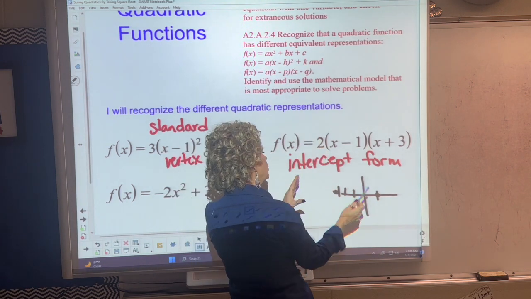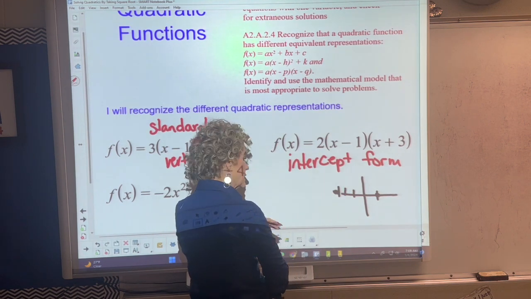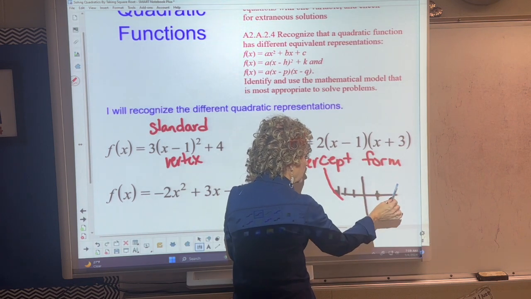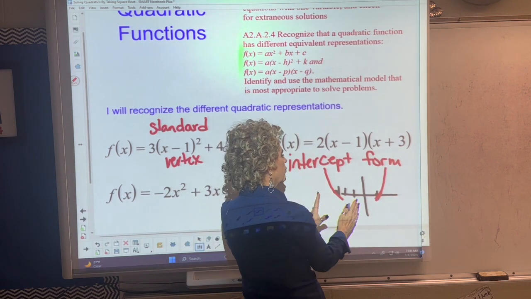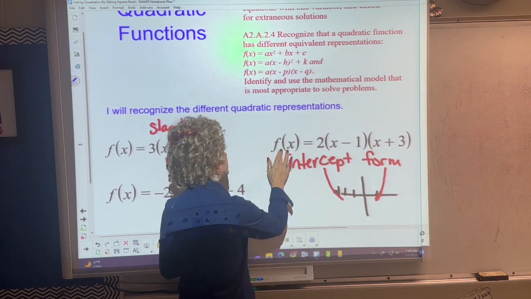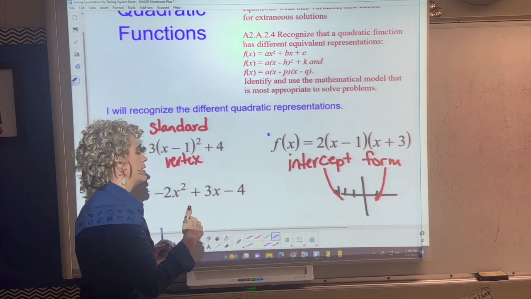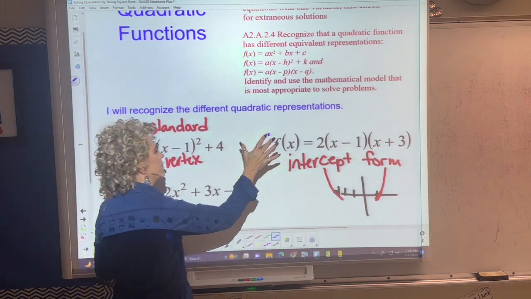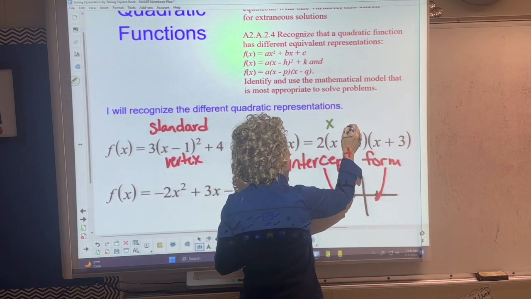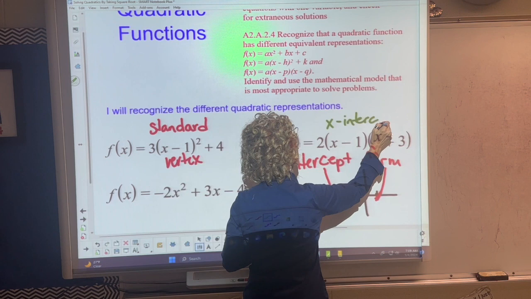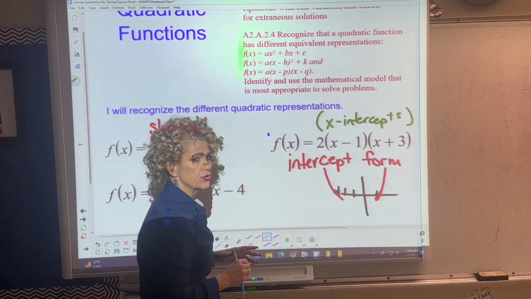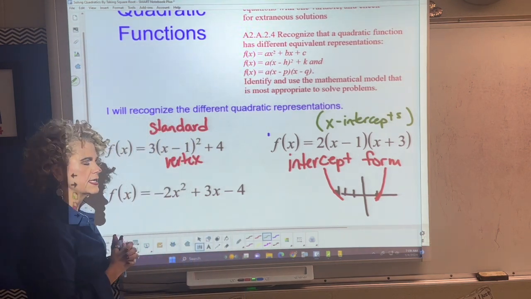So it's going to cross here. Now, this is a 2. I'm not exactly certain where the vertex is at this point. We'll hit on that later. But my parabola is going to go through like that. It's going to cross at a -3 and a +1. And we're going to talk about this form in just a moment. When it's an intercept form, we are specifically talking about our x-intercepts, where it's going to cross that x-axis.